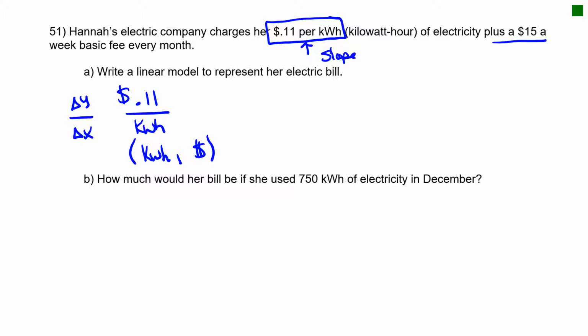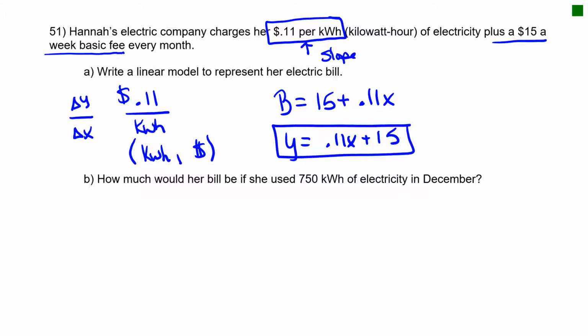And we've got a $15 basic fee every month. So we want to represent our electric bill in a month. The bill is going to be the basic fee of $15 every month plus the change times our kilowatt hours. We're going to call those X. So to make it look better, we're going to say Y equals 0.11X plus 15, because we like X's and Y's. That's our equation.